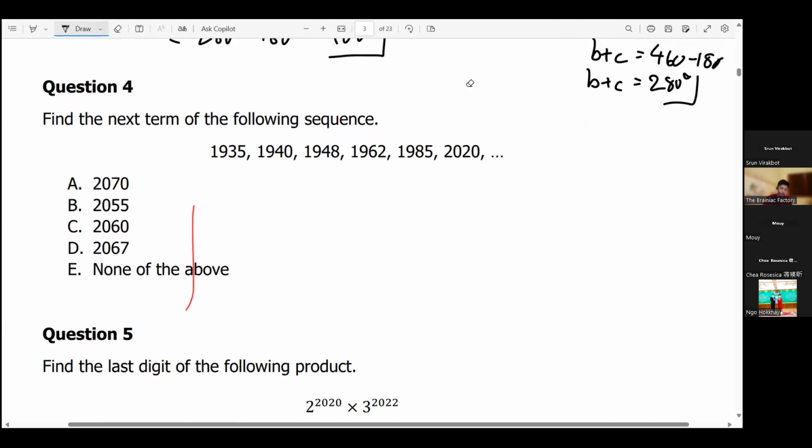For question 4, there's a sequence. In this sequence, when you find the difference between the terms, you'll get another sequence, and in that sequence, you'll find the difference from it also, and you'll get another sequence. And then in the last sequence, you'll find the common difference between each term of the sequence, and you can find the next number here. I'll give everyone a minute to solve this. Good luck.